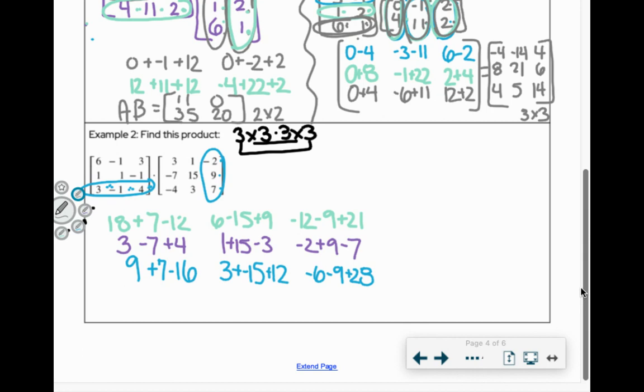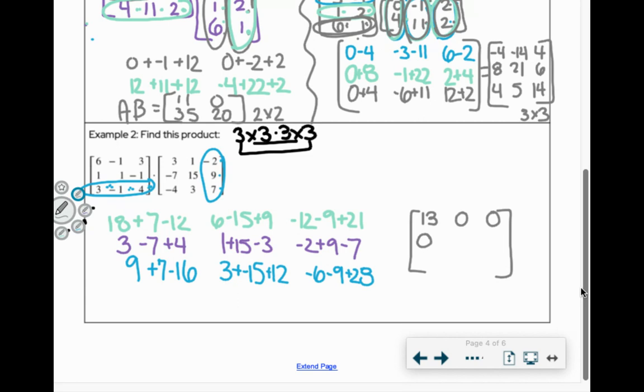18 plus 7 is 25. 25 minus 12 is 13. 6 minus 15 is negative 9, plus 9 is 0. Negative 12 minus 9 is negative 21. Negative 21 plus 21 is 0. Hey, look at that. 3 minus 7 is negative 4, plus 4 is 0.